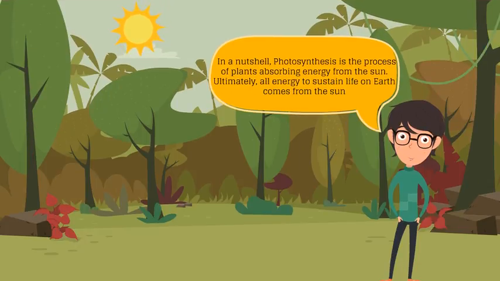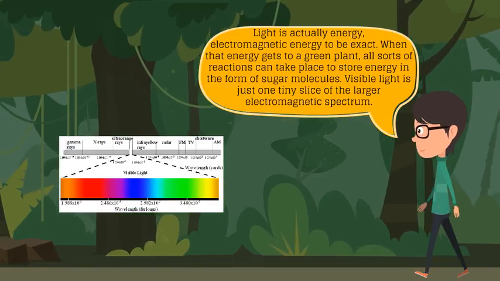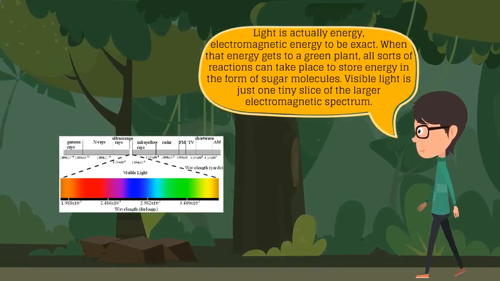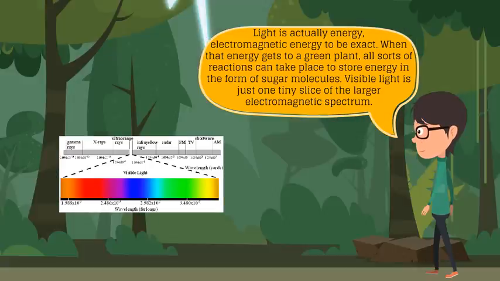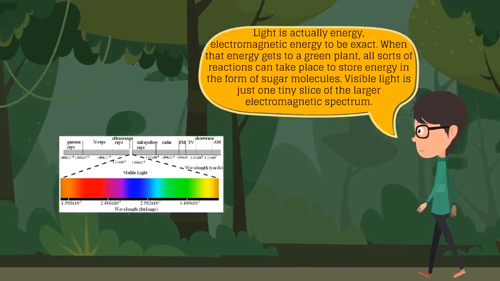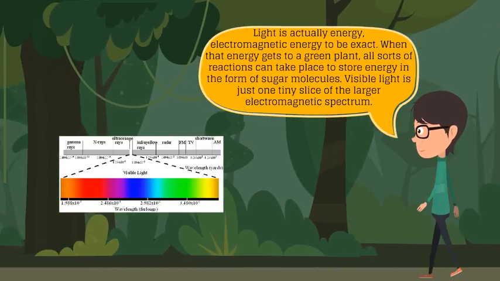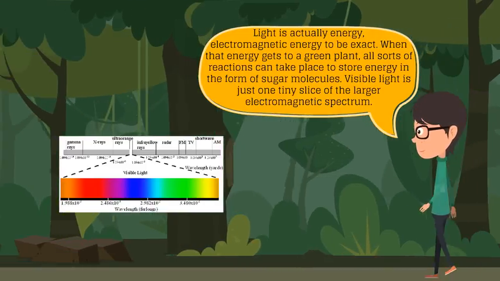In a nutshell, photosynthesis is the process of plants absorbing energy from the sun. Ultimately, all energy to sustain life on Earth comes from the sun. Light is actually energy, electromagnetic energy to be exact. When that energy gets to a green plant, all sorts of reactions can take place to store energy in the form of sugar molecules. Visible light is just one tiny slice of the larger electromagnetic spectrum.